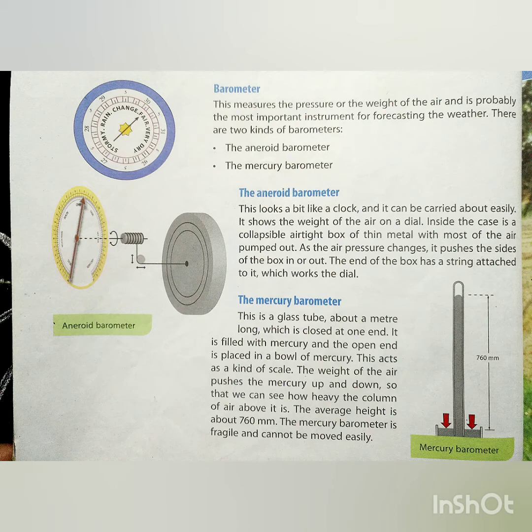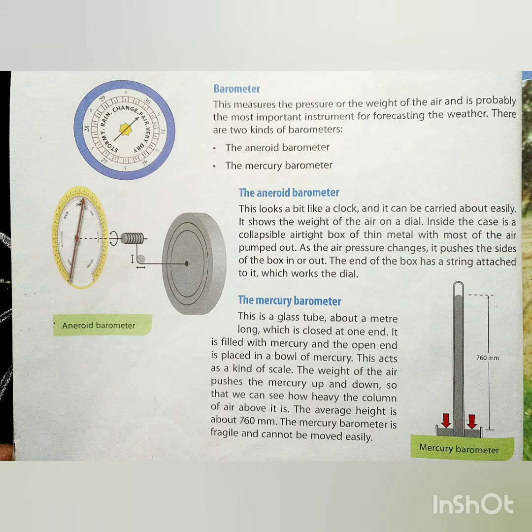There are basically two types of barometers. One is the aneroid barometer and the second one is the mercury barometer. The mercury barometer is fragile and it cannot be moved easily. If we talk about the aneroid barometer, its shape is somewhat like a clock. It can be carried to any place easily. There is a dial on it that tells us about the weight of the air.